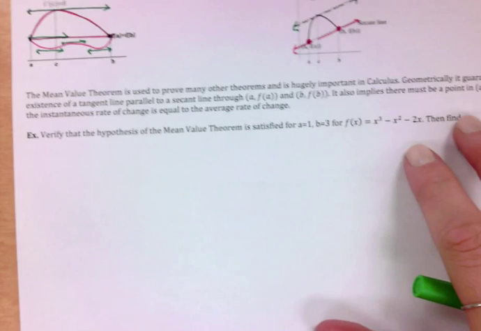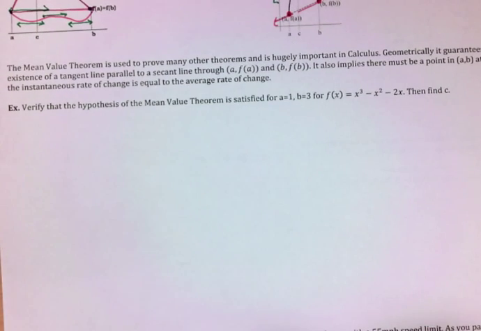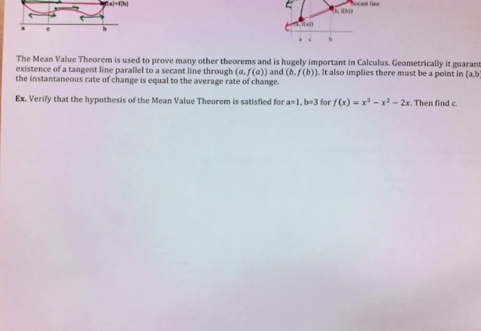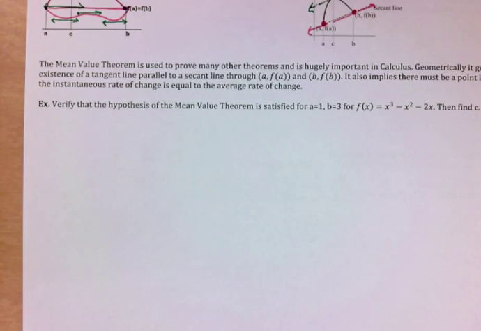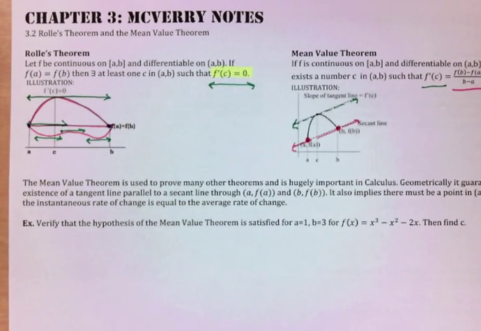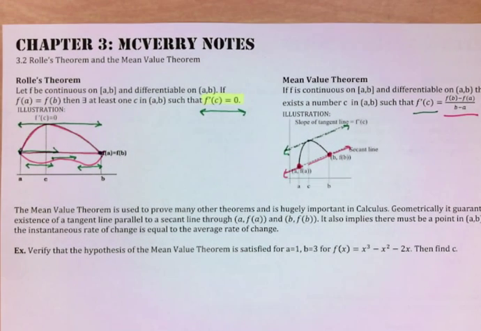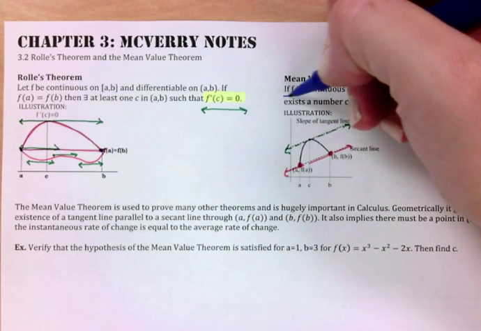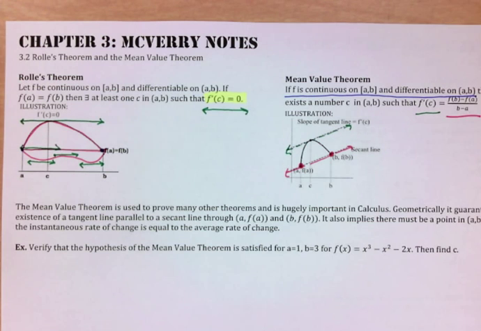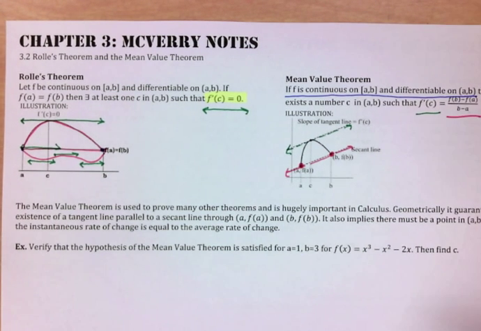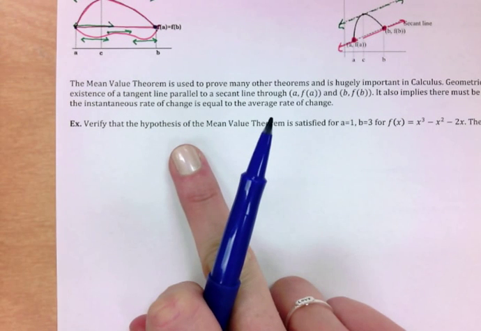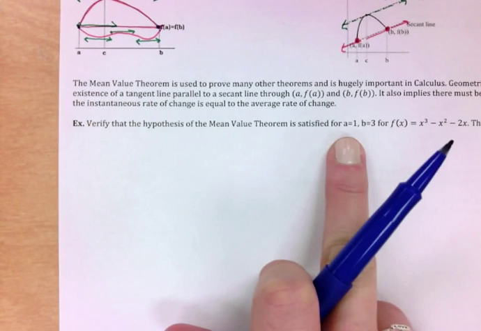All right, so your first example is to verify that the hypothesis of the mean value theorem is satisfied. Then find c. First we have to figure out what our hypothesis is for the mean value theorem. Remember from geometry that your hypothesis is the part with the if, right? So if f is continuous and differentiable on a, b, that's our hypothesis, then blah, blah, blah, that's our conclusion. We need to verify that that hypothesis is satisfied for a is 1 and b is 3.